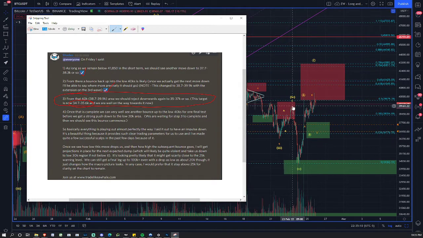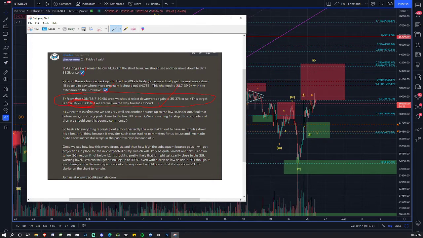And you can see what happened here. We rejected from 40K, and we came all the way down to a low of 34.3, right? And this is the zone that I had marked out, 34.7 to 35.6. So we hit that zone and actually exceeded it just a little bit. During the week, as I was updating members, I did update that level as well and put this green box on. You can see we struck the top of that new target area. Okay, so this is now done, right?